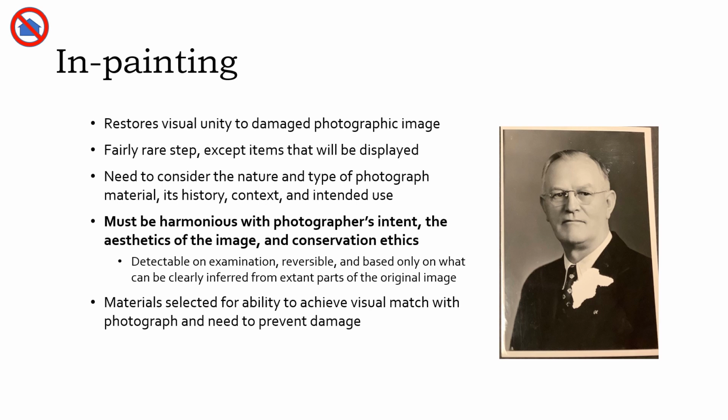When selecting materials used for inpainting, conservators consider both the ability of those materials to achieve a visual match to the photograph and the need to prevent damage caused by adding new material to the image. Digital inpainting is a less controversial option because the original image can always be preserved, while also showing how the image likely looked without the damage. It can be done with both digital images of physical photographic materials and with copies of original digital images. In this image of the damaged photograph of Dr. Gray, digital inpainting compensates for the large loss.